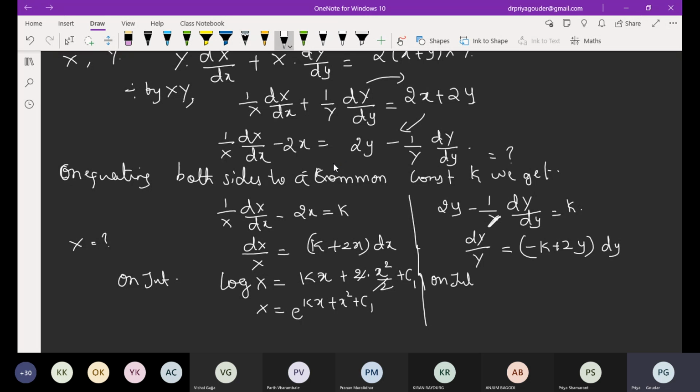Again, integration. So integration of 1 by y is log y, equal to integration of this, minus k with respect to y. Minus ky plus y square plus c2. Am I correct? Again, y is going to be e raised to minus ky plus y square plus c2.